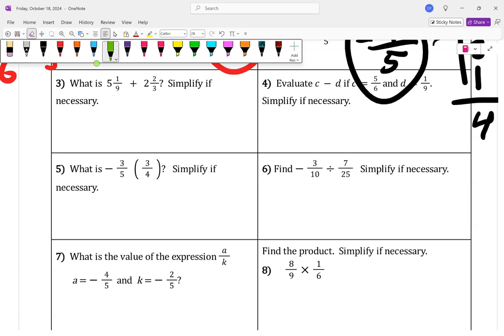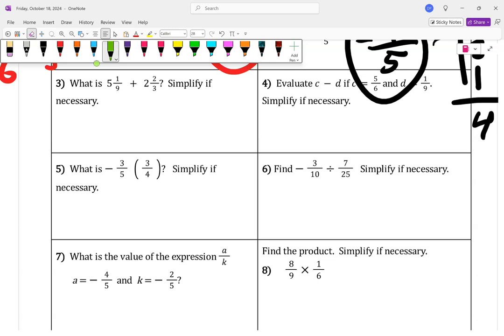Wait, are you talking about number 3? Yeah. Say it again. Wait. Never mind. That was the one below it. That was number 5. Number 3. Can't see. Okay. Never mind.